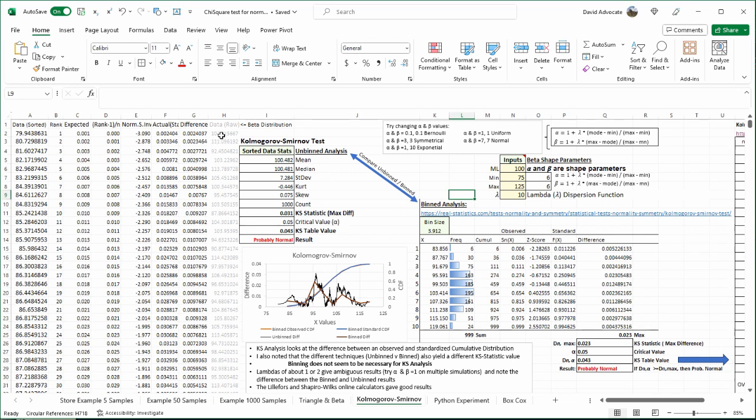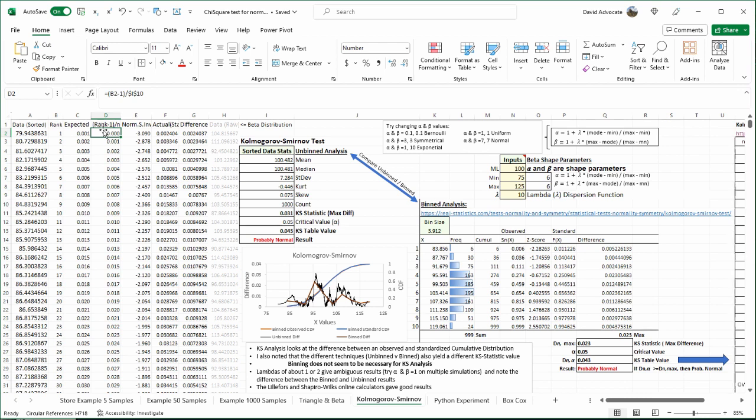In column H, we calculate the beta distribution. And then column A is basically just the sorted version of column H. In this example, we're going to calculate this for 1,000 samples. The rank is just the number of sequentials. And then the expected is basically the rank divided by the count, and the rank minus one divided by the count.